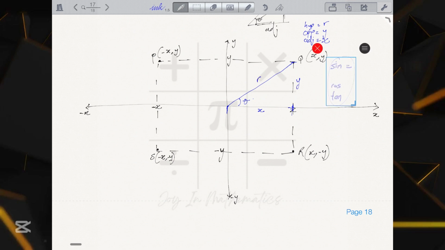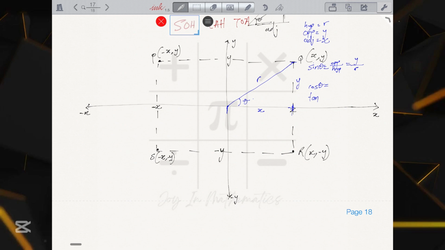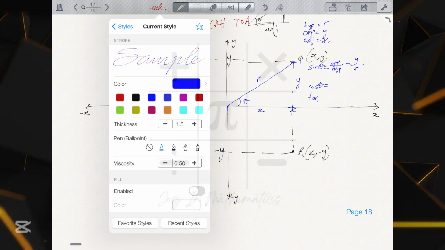So if sine is opposite over hypotenuse, that gives us y, which is the opposite, over the hypotenuse, which is r. Remember, it's sine theta because we are taking the sine of this angle. So cos theta now will be, no, we are using SOHCAHTOA. Let's write it here. SOHCAHTOA. Sine is opposite over hypotenuse, cos is adjacent over hypotenuse, tan is opposite over adjacent.